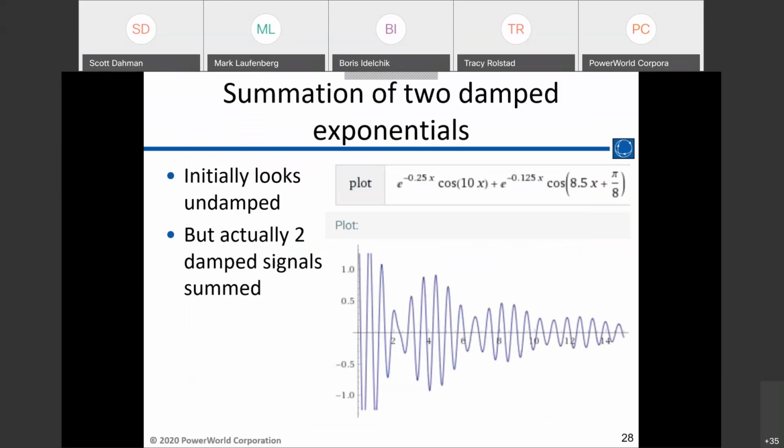Well, as soon as you realize that a signal has more than one mode in it, then it gets more complicated. So I just threw together an example here of a signal that is damped, but if I'm looking at it in the 2 to 4 second time frame, I might not think that. So the modal analysis will capture this kind of result.